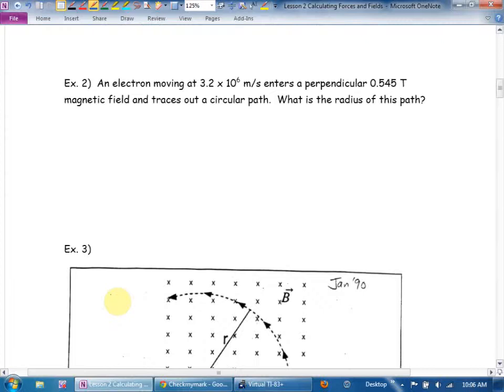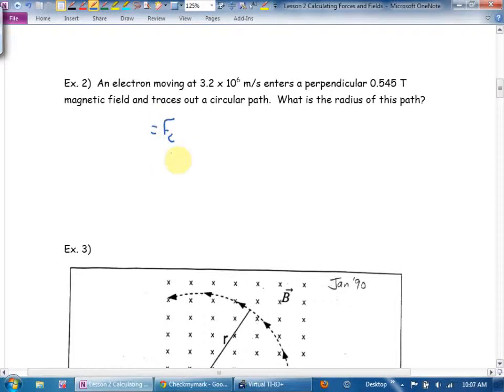Example 2. An electron moving at 3.2 times 10 to the 6 meters per second enters a perpendicular 0.545 Tesla magnetic field, and it traces out a circular path. What's the radius of this path? How is this electron moving? It is traveling in a circle, so force equals FC. What force is pushing it in a circle?